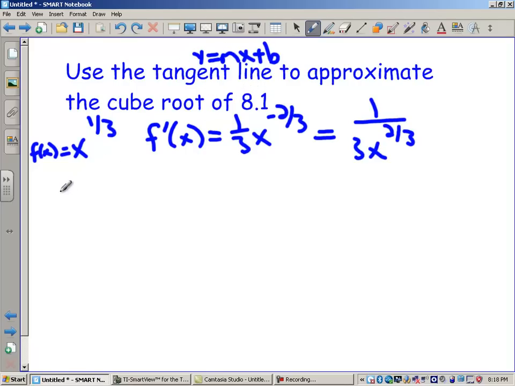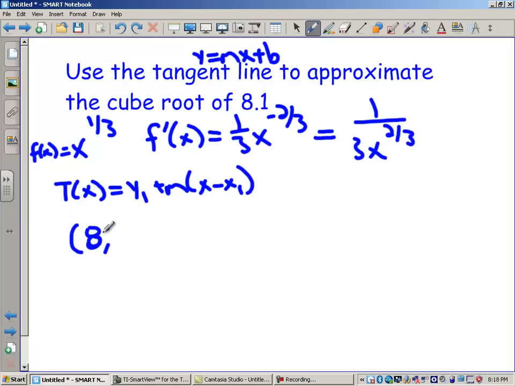so I'm going to write the tangent line where x equals 8. Now I'm going to use my fancy notation. T of x is going to equal our y1 plus m times x minus x1. And we're going to be at the point 8 comma something. And what's the y value? Well, the cube root of 8 happens to be 2. So we'll write the tangent line at 8 comma 2.